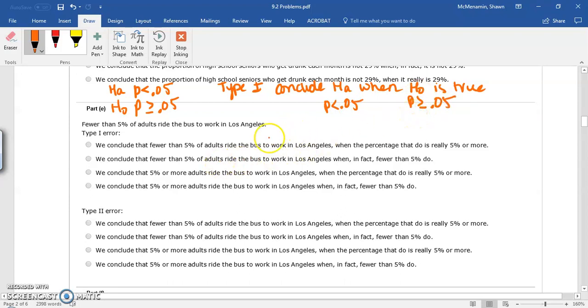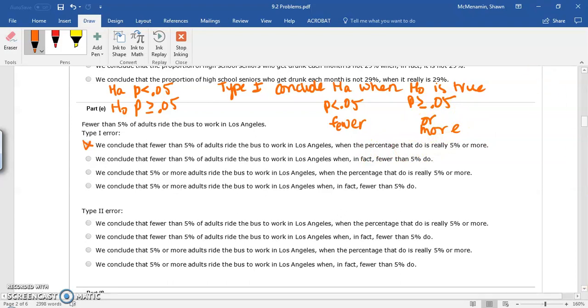So the language they use is fewer and more. So you're concluding that the percentage is fewer than 5% when in reality it's 5% or more. So I think it's this one, let's read it. We conclude that fewer than 5% when the percentage that do is really 5% or more, yes.